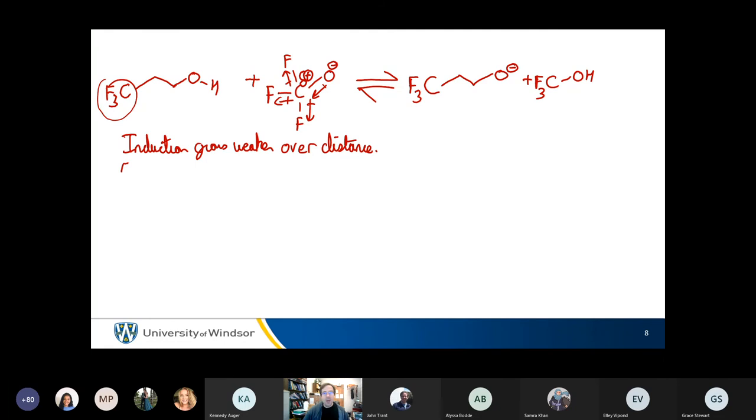Now, induction can theoretically go both ways. There's no reason why you can't be donating electrons. It's just we're organic chemists, so we generally don't, because everything we're interested in is more electronegative than carbon. So in general, everything pulls electrons away from carbon, except for carbon, which doesn't pull electrons away from carbon because they're both carbon, if there's nothing else there, or hydrogen. But everything else pulls electrons away from carbon. So induction almost always stabilizes negative charges. Destabilizes.